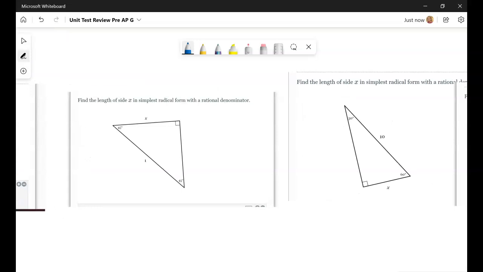The next one says find the length of x. They're giving you the hypotenuse. X is the leg. So x times the square root of 2 would be equal to 1. Divide by the square root of 2. X is equal to 1 over the square root of 2.